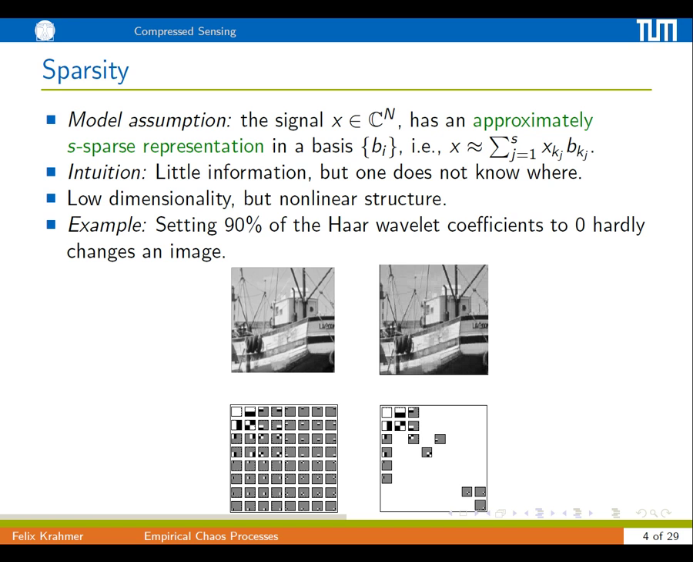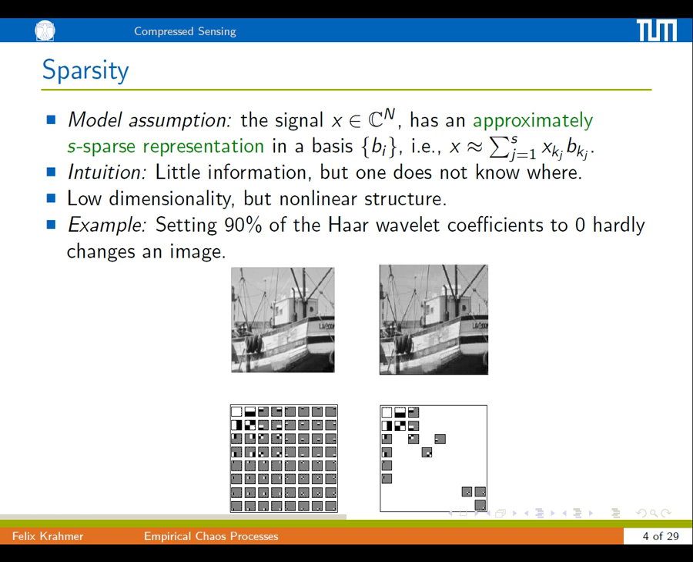So here you should think of s in this upper sum to be much smaller than the dimension. To exactly represent x, you need n coefficients, n basis elements, and here we're saying if we only have access to s of them, which we are free to choose, then we can already get quite a good representation. The intuition behind this is that images have structure: we have limited information, but we don't know exactly where it's located. More specifically, we have a low dimensionality but a nonlinear structure, so we cannot just directly exploit this low dimension by applying linear algebra techniques.